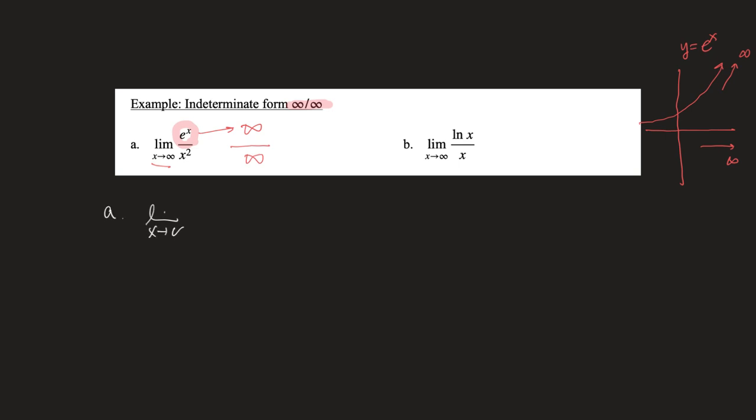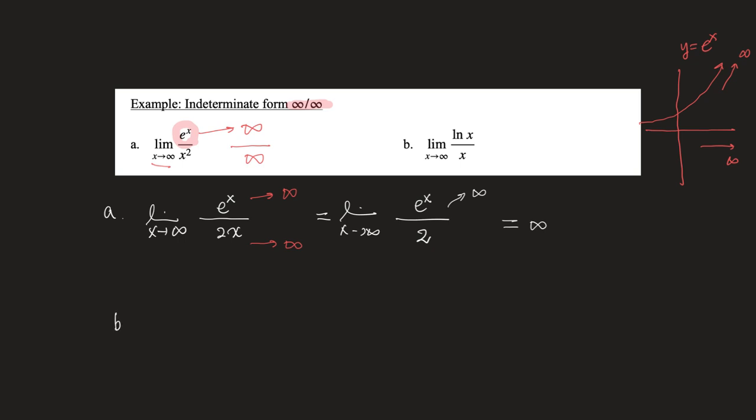So limit as x approaches infinity, e to the x, derivative e to the x; x squared, derivative 2x. Let's check it one more time. e to the x is going to infinity, 2x is going to infinity. Oh, we can use L'Hopital's rule one more time. Derivative of e to the x is e to the x, derivative of 2x is 2. Now, as x approaches infinity, the top is going to infinity, the bottom is going to 2. So the whole thing is going to infinity, getting unbounded, getting bigger.